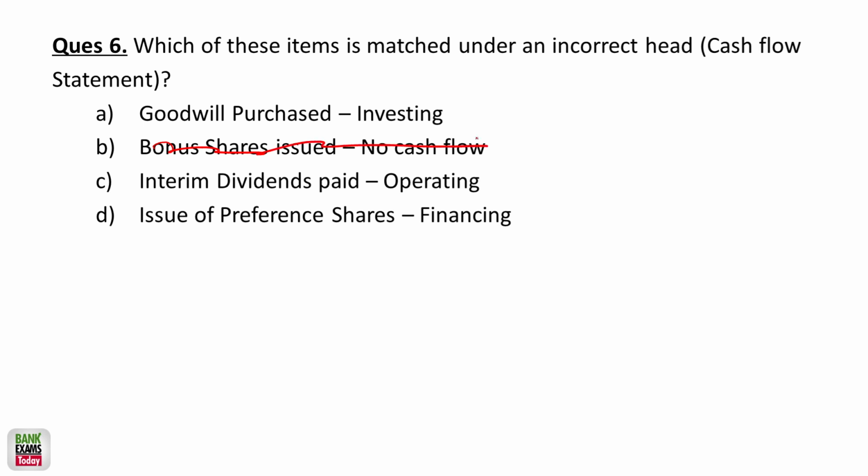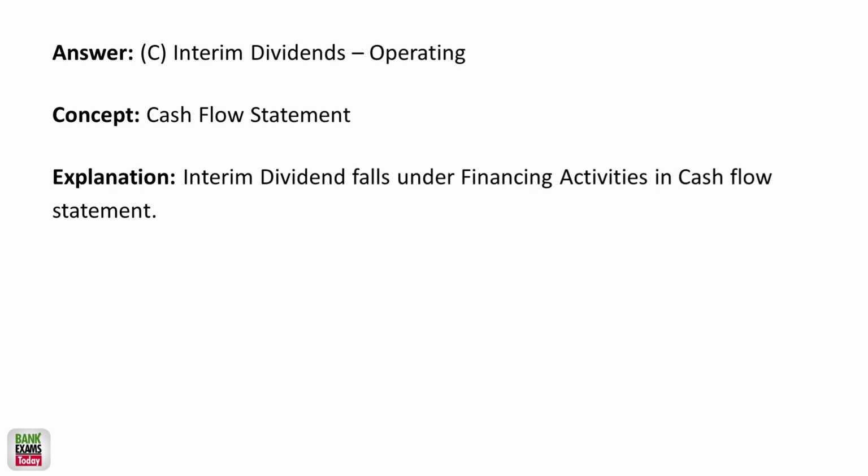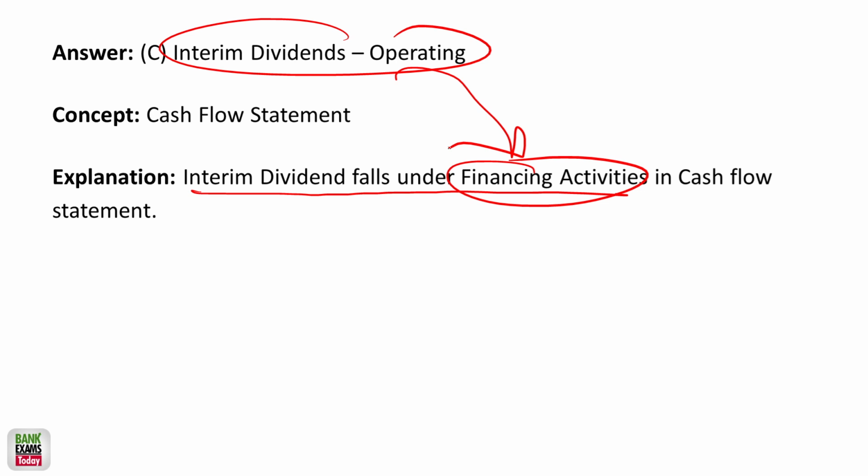Interim dividend paid. Is it an operating activity? Interim dividend paid is a financing activity. Interim dividend falls under the financing activity, so the rest of them are correct. So interim dividend is not an operating activity. It is a financing activity.